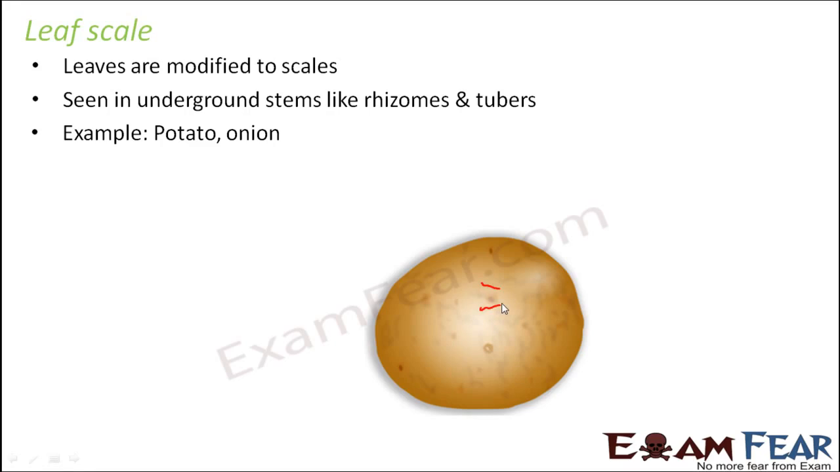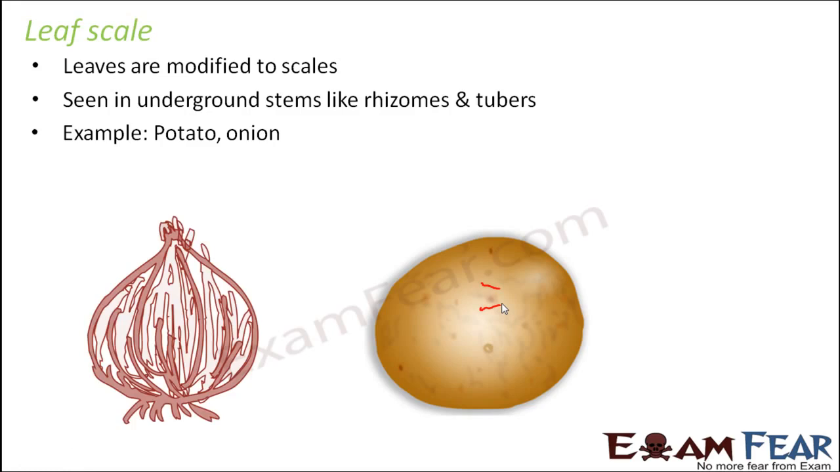So this scale leaf, in case of potato, actually provides protection to the bud or the eye of the potato, because from there the new tubers are formed. Similarly, in case of onion also, we have scale leaves. As I discussed just now, the outermost layers of the bulb are the scale leaves, whereas the innermost layers are the fleshy leaves. So the scale leaves here also ensure protection because they are the outermost layer, so they need to protect things which are there inside. So the purpose of leaf scale is protection.